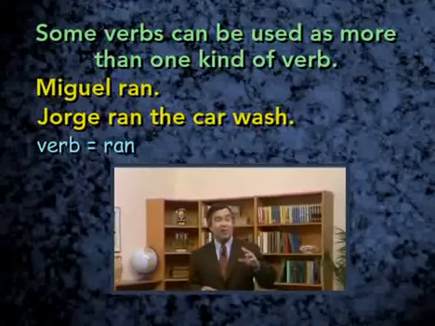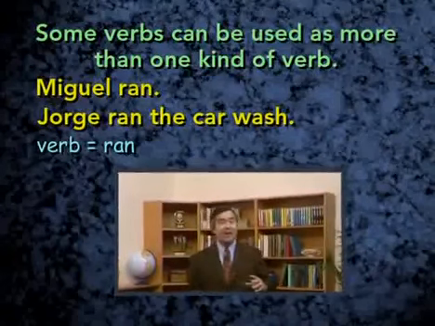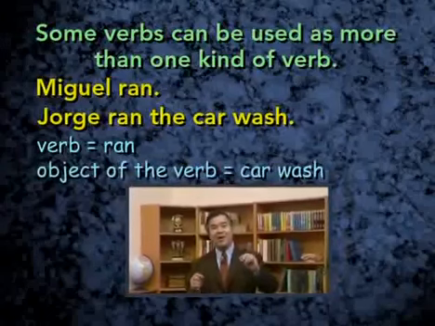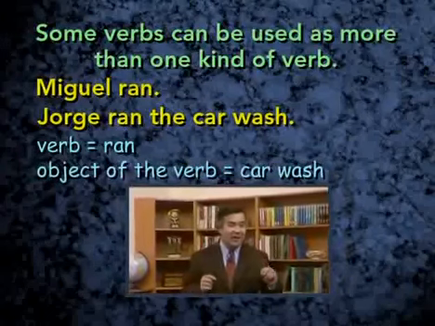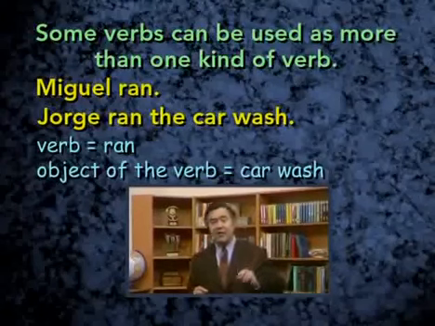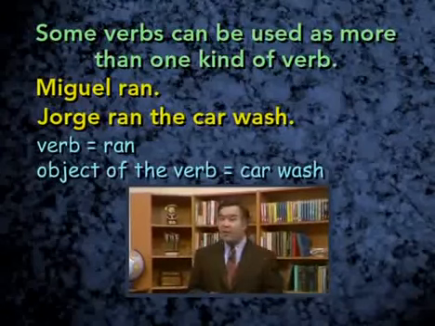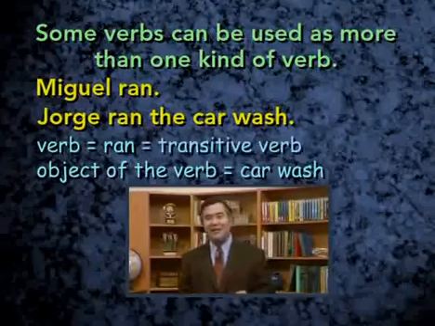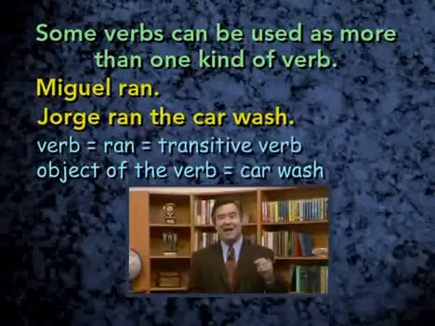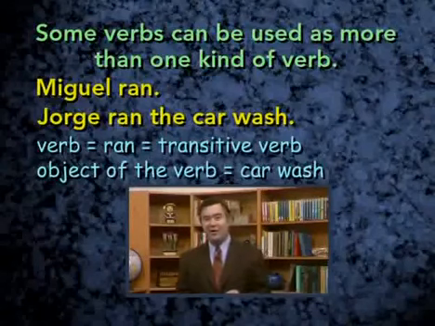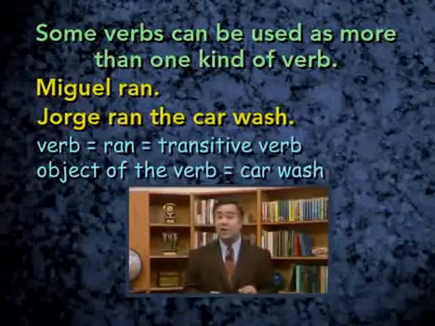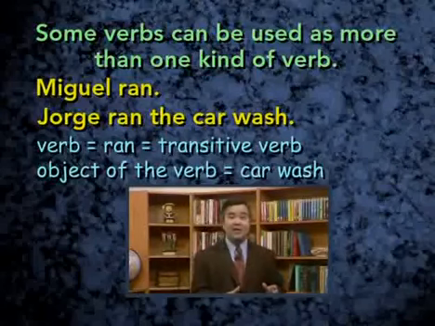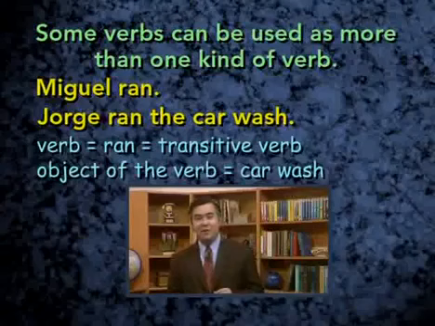The action of the verb ran is being passed on to something which is receiving that action, namely the car wash. That is what Jorge ran. So in this sentence, the verb ran, this very same verb that we saw a moment ago being used as an intransitive verb, is being used as a transitive verb, a verb that has an object which receives the action of the verb. So these two sentences show us that the same verb can sometimes be used as either a transitive verb or an intransitive verb.